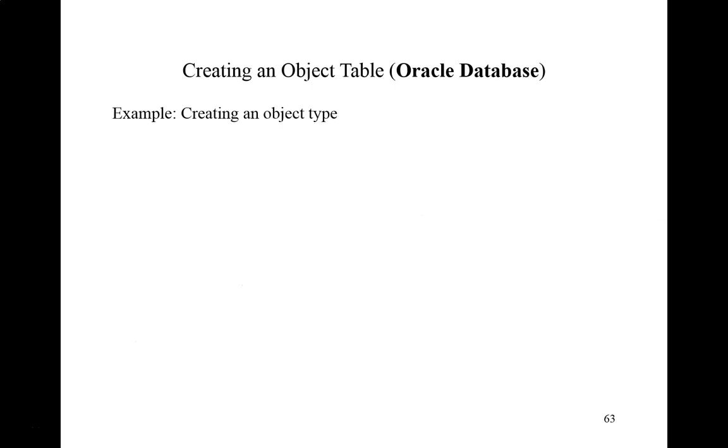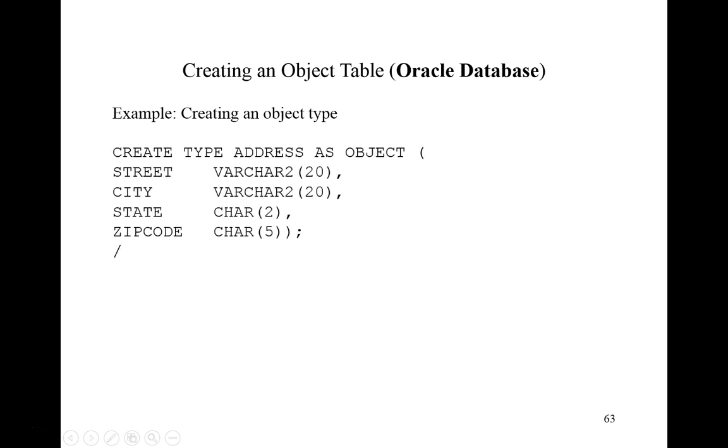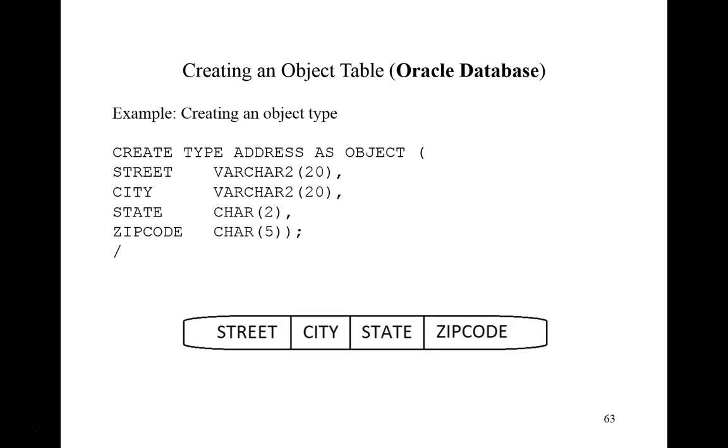Let's take a look at creating an object type. Here we have an example which has structure, that is, attributes, but no behavior. There are no methods. Create type address as object, and then we define the individual attributes. In this case, they're all built-in data types. What does an instance of this object look like? Well, it would have 4 attributes, making it look like a row in a relational table. There's a street attribute, a city, state, and zip code attributes.